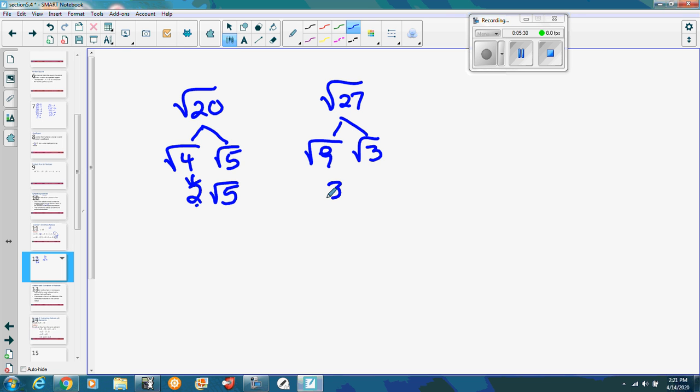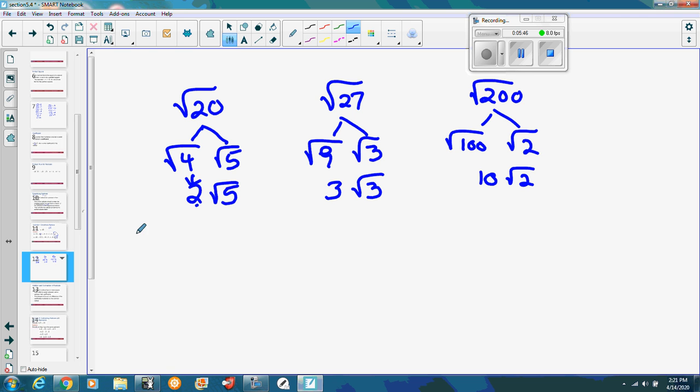Square root of 9 is 3, and the second one always stays under. Let's say I want to do radical 200. So that would be 100 and 2, because 100 is the perfect square. And this would be 10 radical 2.